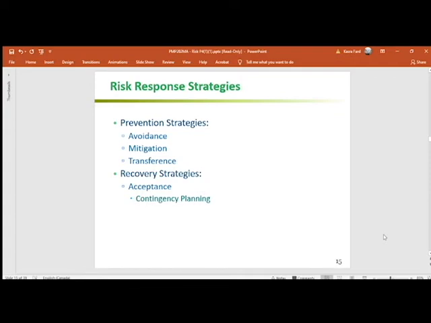Then we have the acceptance. And in terms of acceptance, we just accept the risk. And if that risk happens, then we'll be employing our contingency plans to deal with the risk after it has happened. One thing to keep in mind is that employing any of these strategies could result in other risks.